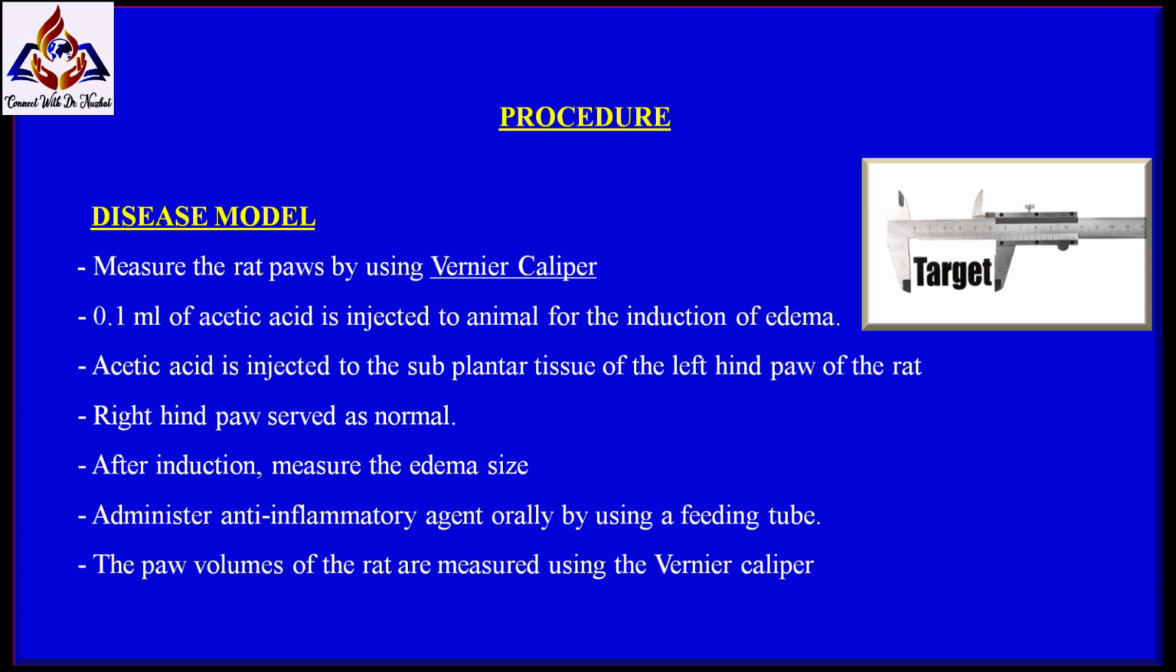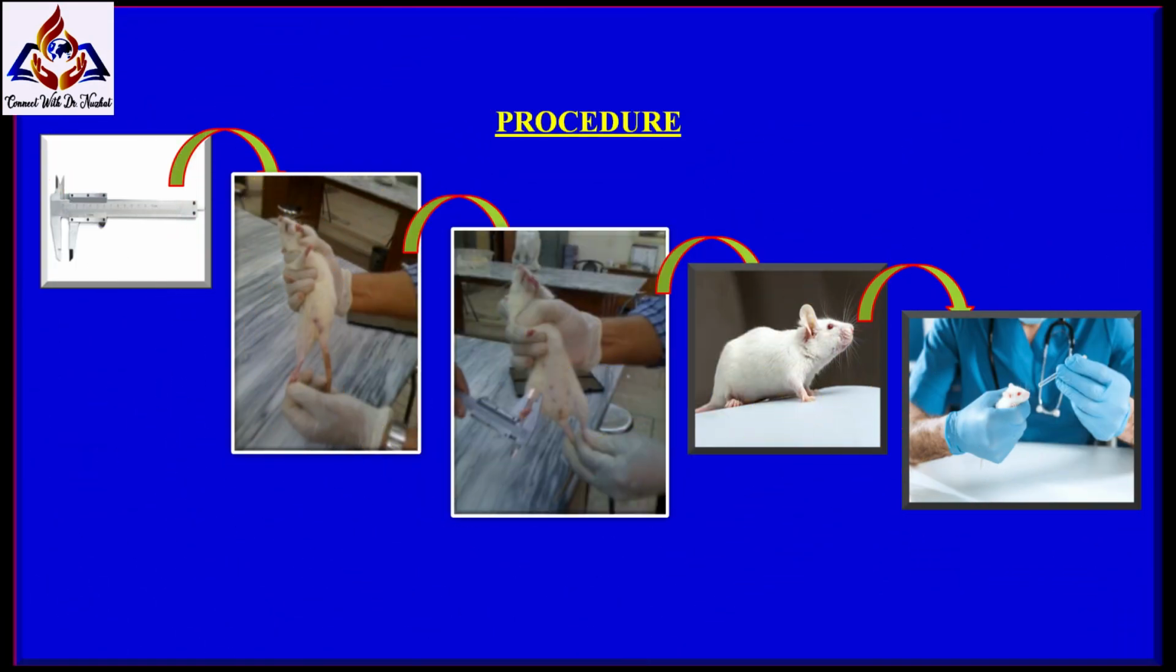The anti-inflammatory agent is administered orally by using a feeding tube. Wait for at least 30 minutes. The paw volumes of the rat are measured using the vernier caliper at 30 minutes, 35 minutes and 40 minutes. This is the procedure of anti-inflammatory activity.